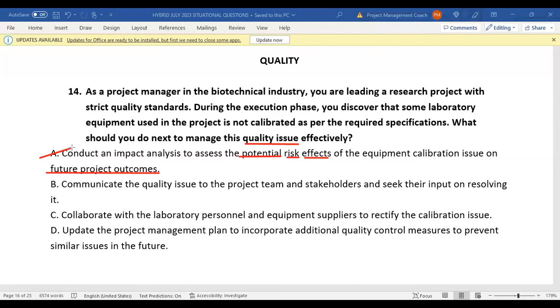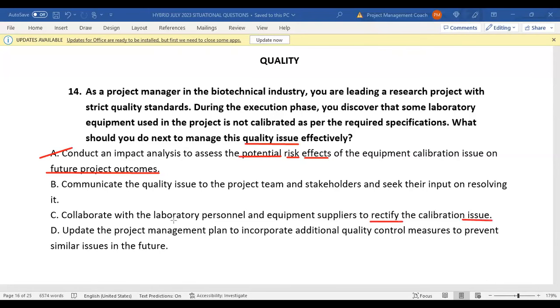B says, communicate the quality issue to the project team and stakeholders and seek their input on resolving it. Now, while that sounds good, the question is, are they the best people to solve this? Let's take a look at what we have in the next option. Option C, collaborate with the laboratory personnel and equipment suppliers to rectify the calibration issue. This is a good word, rectify. Rectify the issue. This has nothing to do with risk, like I said.